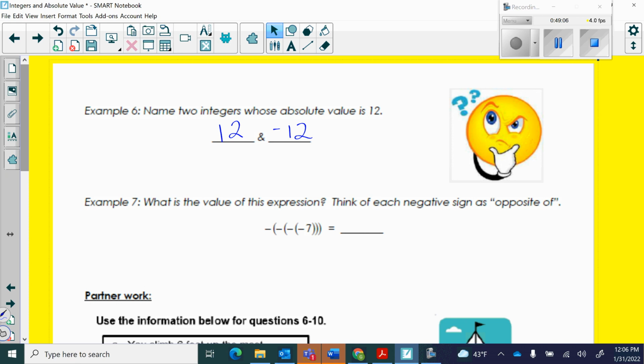Okay, our next one, we're actually going to go through a process. This is talking about what is the value of the expression. In other words, what does it equal? Think of each negative sign as an opposite of. So this is kind of like order of operations. We start in the middle, and we work our way out.